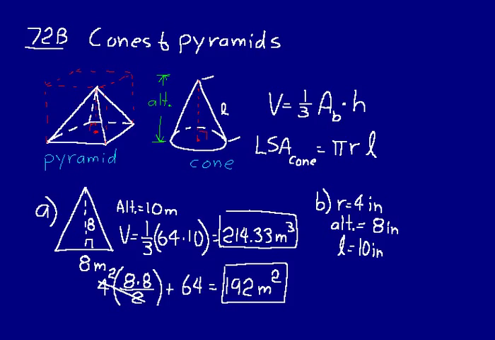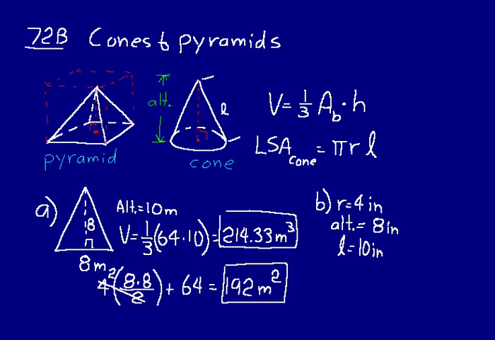Let's do one more problem. I want you to find the volume and the surface area for that cone. And I've given you there in practice problem B the dimensions that you need to solve that. The radius is 4 inches for the base. The altitude is 8 inches. That's the red dashed line in there. The height perpendicular to the base. And then the slant height, L, is 10 inches.